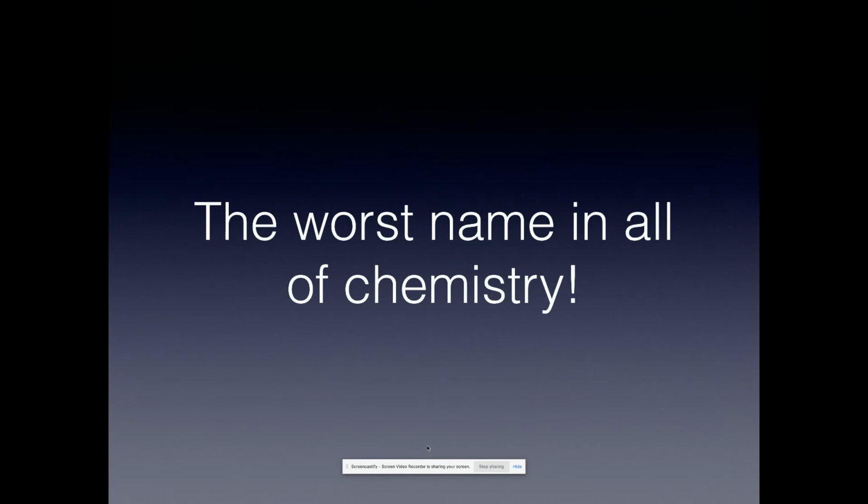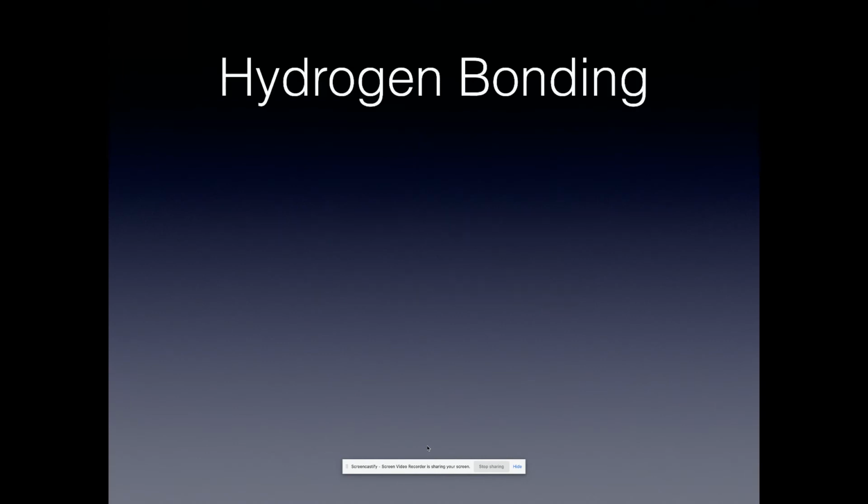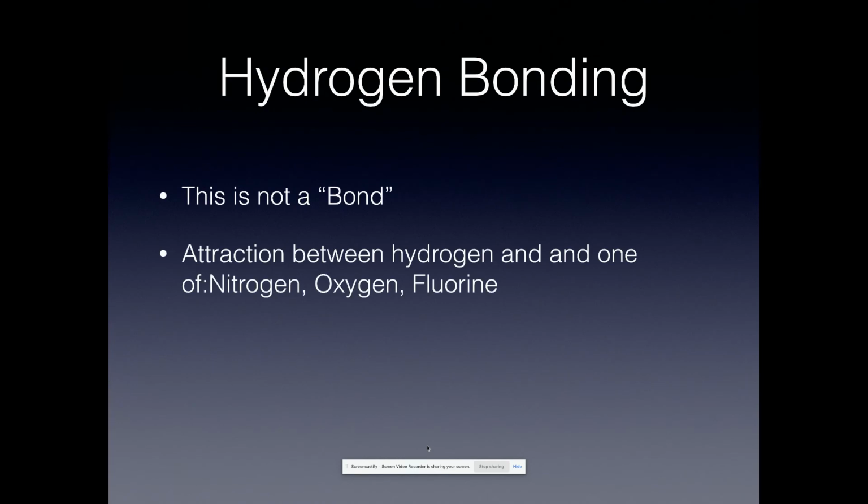And now on to something that just makes my life miserable. Having to tell people that hydrogen bonding is not actually a bond. Worst name in all of chemistry. Hydrogen bonding is an attractive force. It is an attraction between a hydrogen atom, and then you'd need one of nitrogen, oxygen, or fluorine. And it only works with those elements.